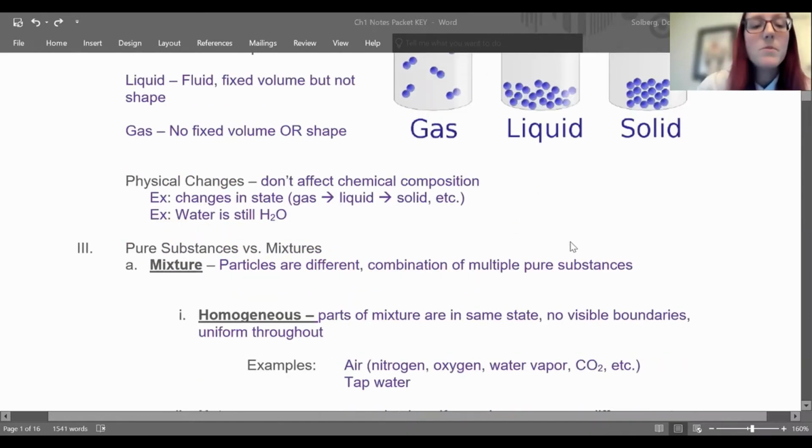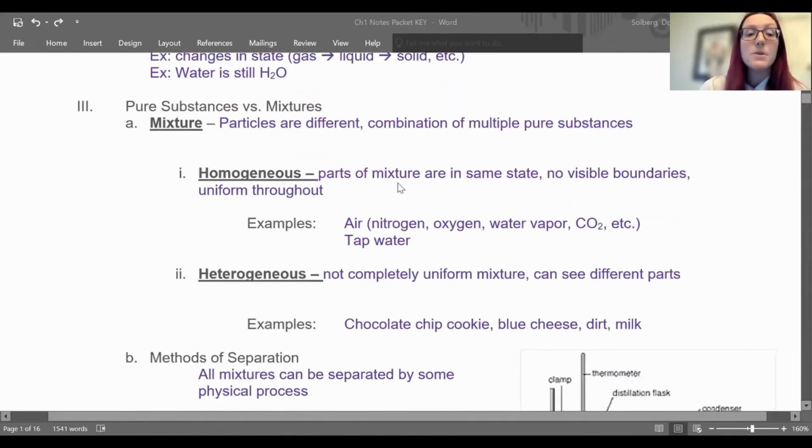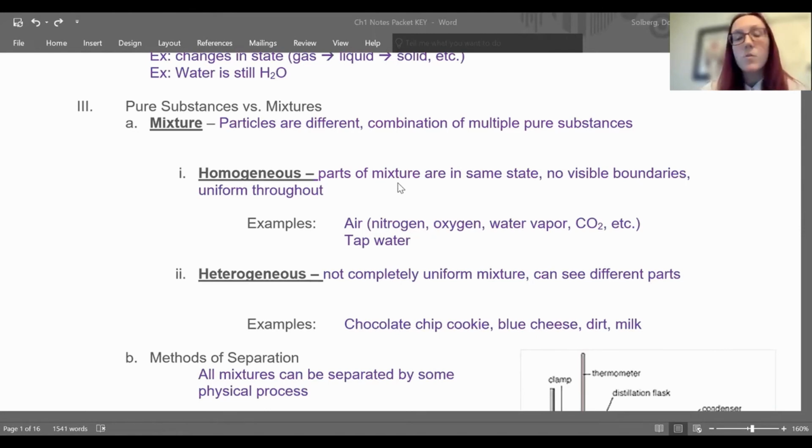Okay, so we're going to move on to classifying matter. Yes, it can be classified as a gas, a liquid, or solid. Those are the states of matter, but we can also classify it as pure substances or mixtures. So all matter can be classified as either a pure substance or a mixture. Most matter is a mixture. Okay, they have different particles, different combinations of pure substances. So anything that is comprised of more than one element, more than one compound, and we'll talk about how we classify those later as well.